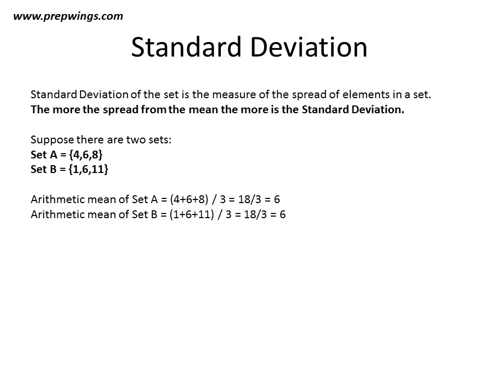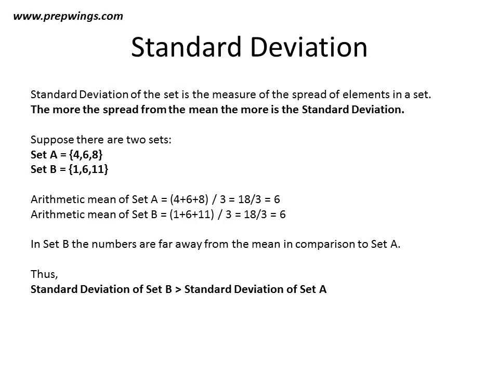But if you look closely, in set B, the numbers are further away from the mean. Okay, so 1 and 6 has a gap of 5. Similarly, 6 and 11 has a gap of 5. But in set A, 4 and 6 has a gap of 2 and 6 and 8 has a gap of 2. Okay, so set B numbers are far away from the mean in comparison to set A. Thus, the standard deviation of set B is greater than the standard deviation of set A.